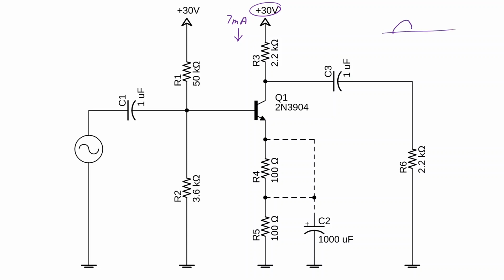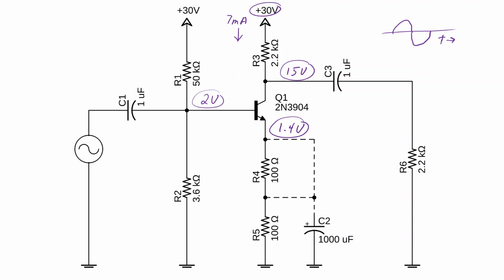Since we want a more or less symmetrical output from the amplifier as a function of time, we're going to choose this resistor, this R3, such that there will be 15 volts on the collector of that transistor. Based on 15 volts and 7 milliamps, we'll choose R3 to be about 2.2K. Another assumption is that we will have about 2 volts on the base, which means there will be about 1.4 volts on the emitter.